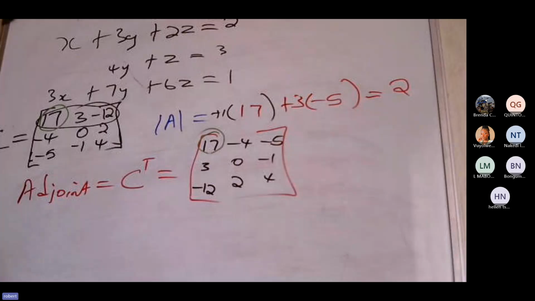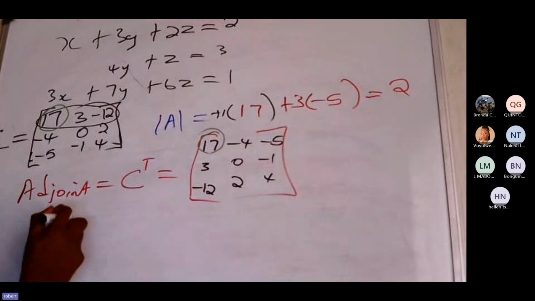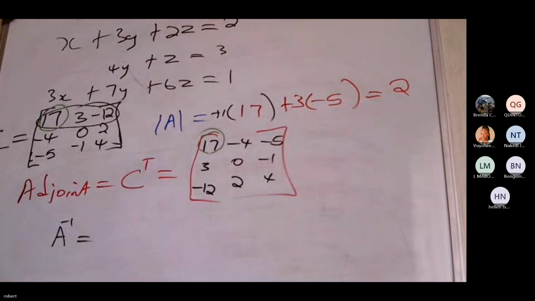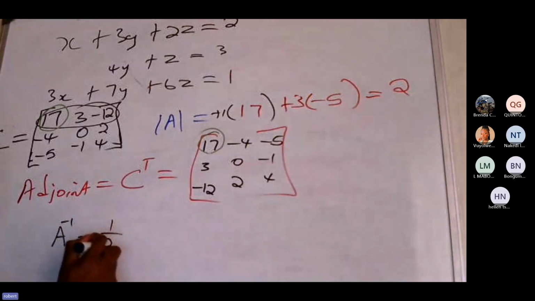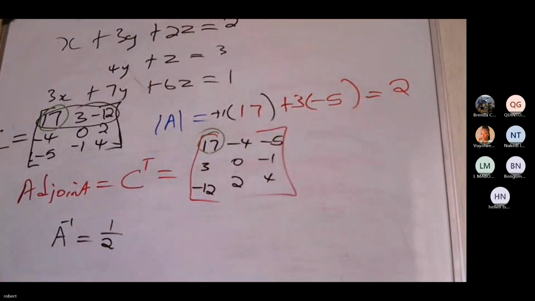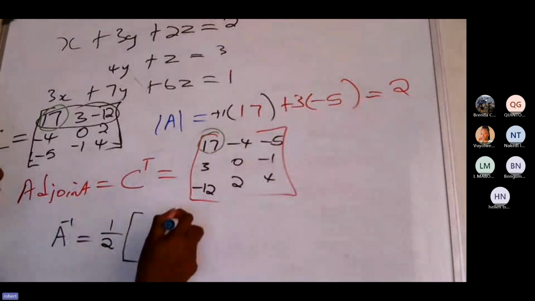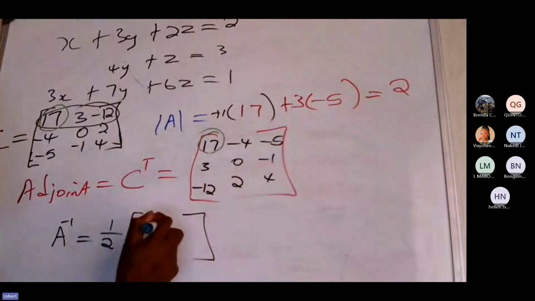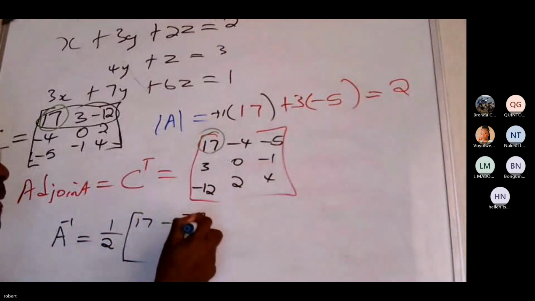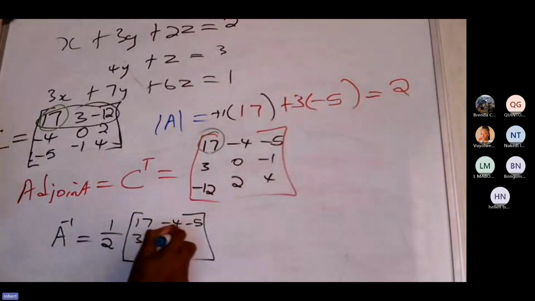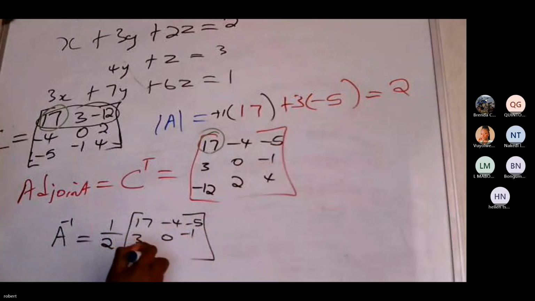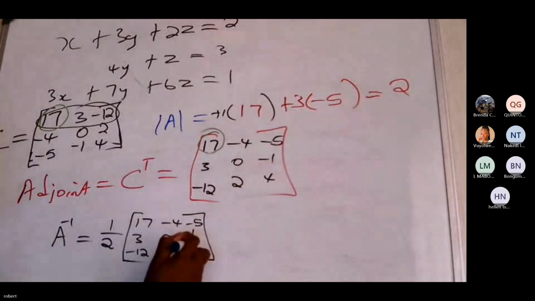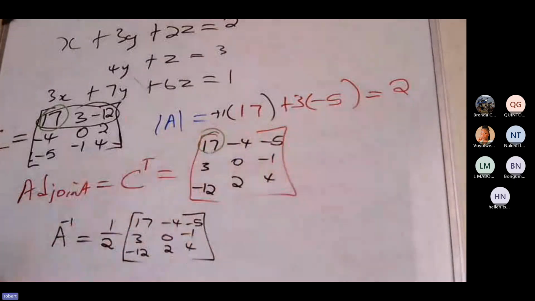So now, what is the inverse of A? The inverse of A, we know, will be 1 over the determinant multiplied by the adjoint, which is this. Hopefully you can still see. If not, you tell me. It will be this. That's right. Then that is the inverse. Therefore, what is X now?